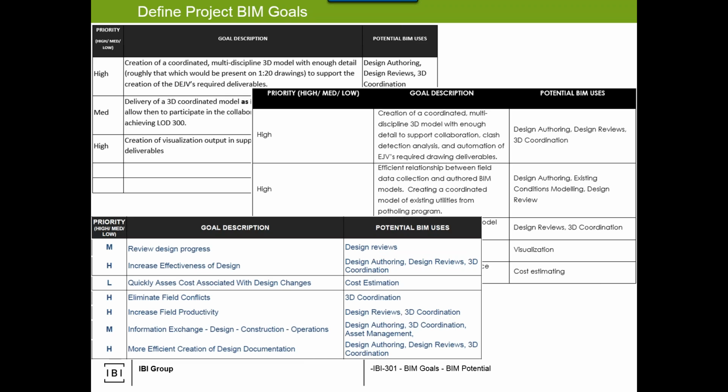Eliminate field conflicts, you know, maybe eliminate or reduce as much as possible, etc. So, you know, the carefulness of how these goals are written relative to the uses, just be very careful, but this is an idea of stating a goal and stating the BIM uses that would be used to achieve that goal.